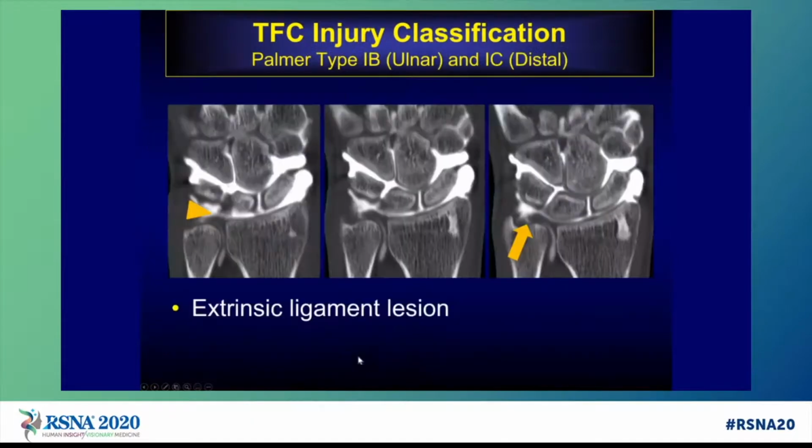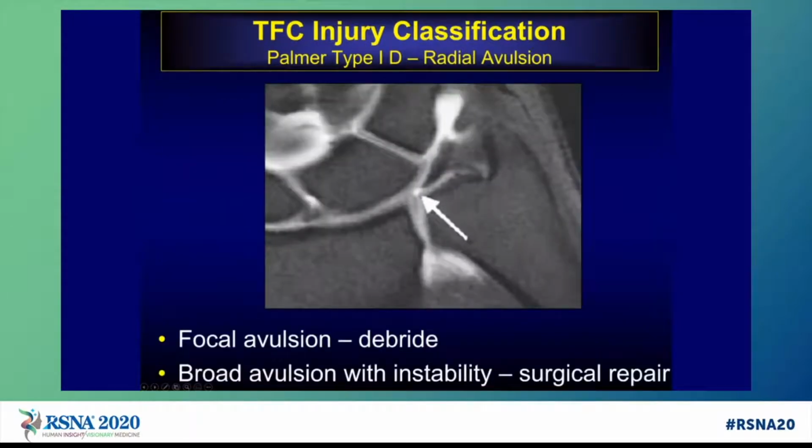As we look at this type of failure of the triangular fibrocartilage, in this case, we're seeing both failure at the ulnar-sided lamina or ligamentous attachment to the ulnar styloid, but also failure here at the junction of the triangular fibrocartilage to the extrinsic ligaments that stabilize both the palmar and dorsal aspect of the triangular fibrocartilage.